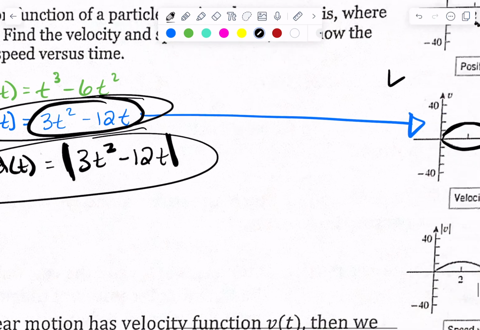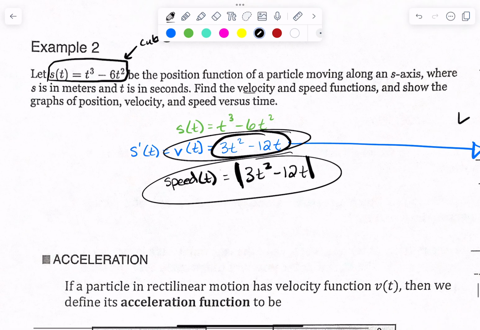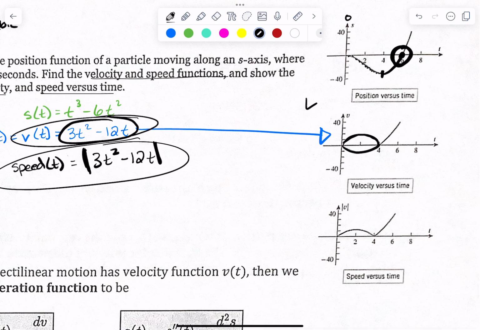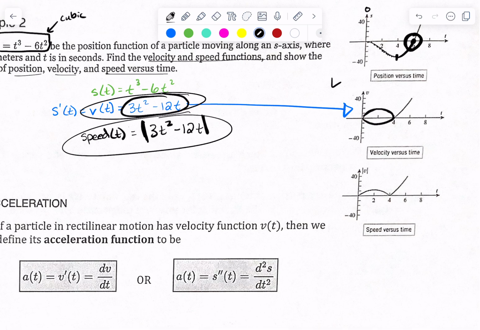We've graphed them here, and we've talked about what those things mean. So find velocity and speed functions. Show the graphs of the position, velocity, and speed versus time. We've done that. They did that for us. Halfway done. Look at that. Wait, hang on. Hold up, hold up, hold up. Speed of t.